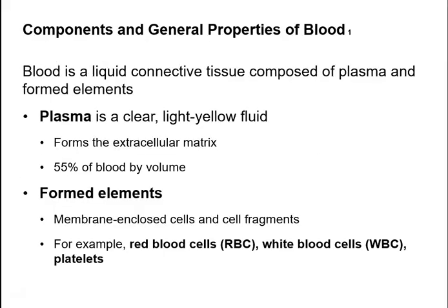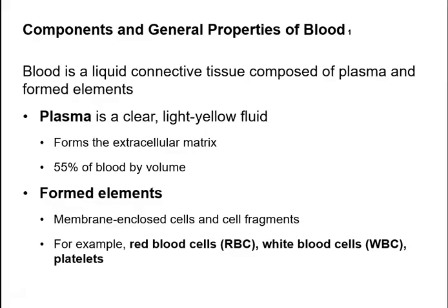So looking at the components of the blood, what's found within the blood, we have a liquid component of blood called blood plasma, which is going to be anywhere from clear to a light yellow in color. This makes up the extracellular matrix of the blood, so keep in mind that blood is a type of connective tissue, right? It's made up of cells and an extracellular matrix. So the extracellular matrix in this case is the plasma, it's the liquid portion. And it makes up about 55% of the total volume of the blood.